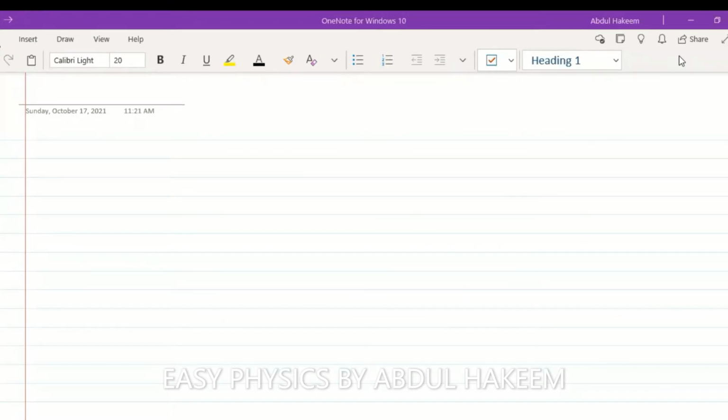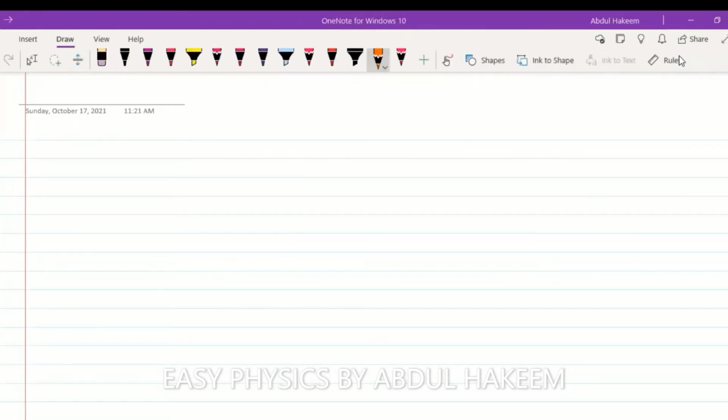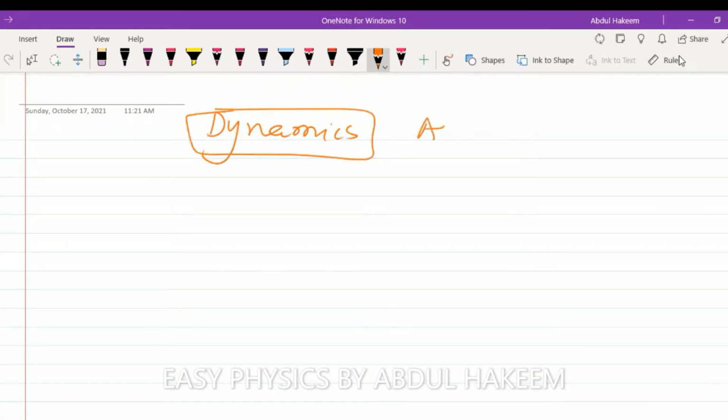Okay, the topic is dynamics. This is the part of the AS physics. So first of all, we have to learn about the momentum.